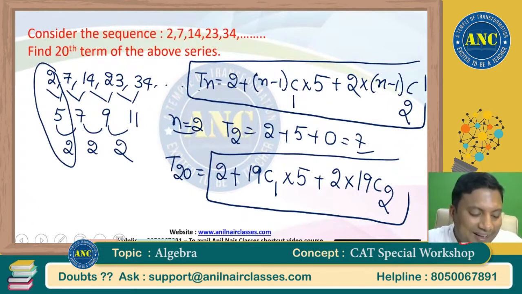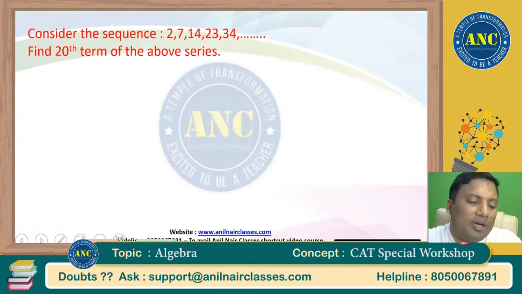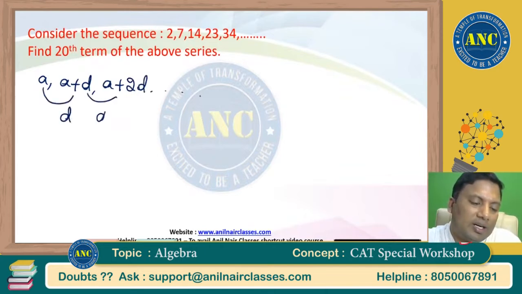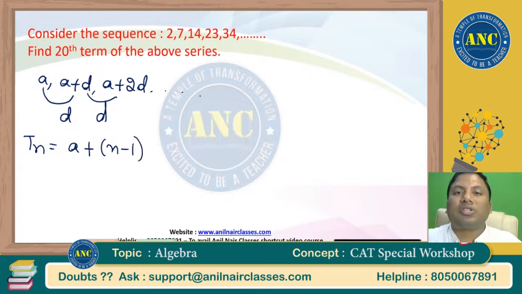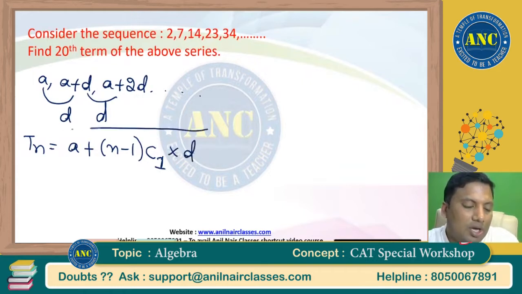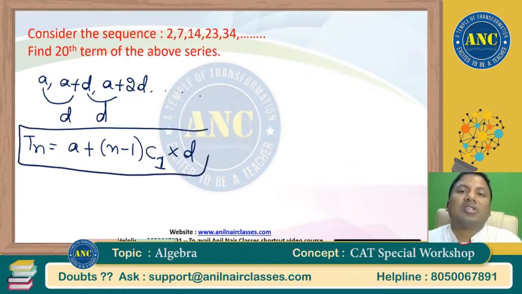Idea is clear. What we are doing is a, a plus d, a plus 2d and so on. These are nothing but d. So Tn is nothing but the lowest value is a. The difference is constant in one step. If there are n terms, n minus 1 gaps will be there. In n minus 1 gaps, in the first step itself, the gap is coming out to be the same. So a plus n minus 1 C1 into d.